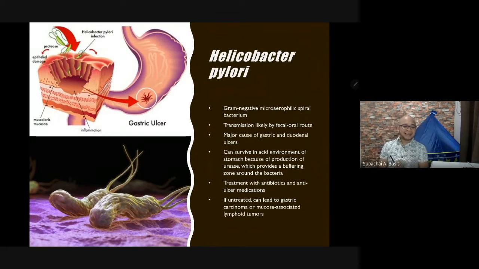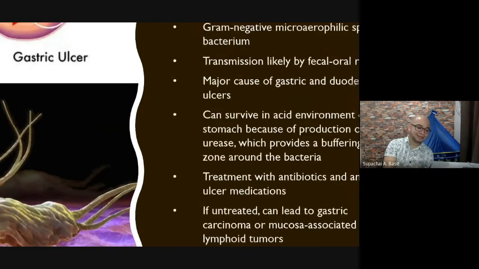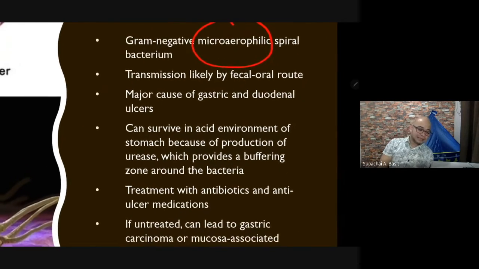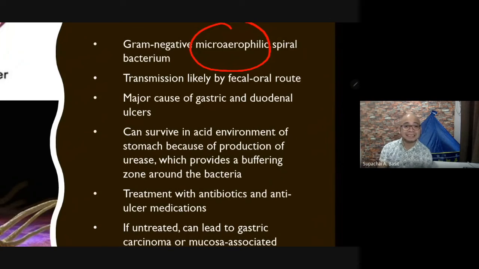Okay, so let's talk about Helicobacter pylori. Helicobacter pylori is a gram-negative microaerophilic spiral bacterium. Microaerophilic means that it only requires a small amount of oxygen in order to grow. The transmission is likely by fecal-oral route and it's the major cause of gastric and duodenal ulcer. The organisms can survive in the acidic environment of the stomach because of the production of urease. Urease is an enzyme that can neutralize hydrochloric acid, which provides a buffering zone around the bacteria.